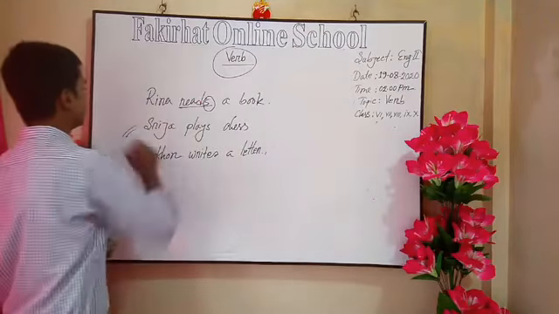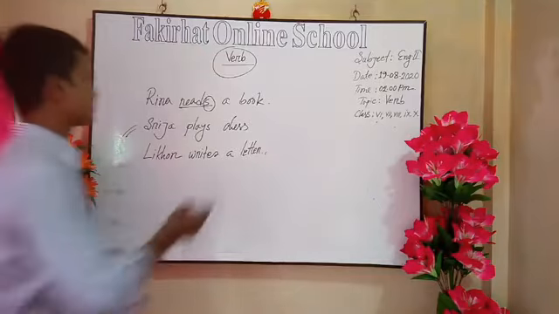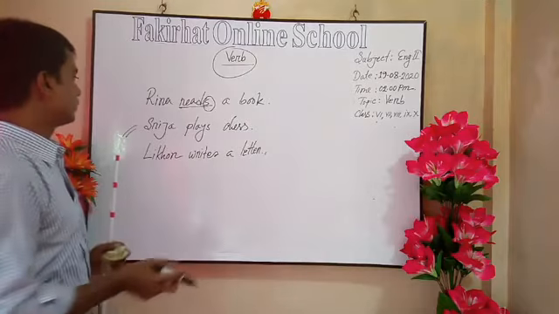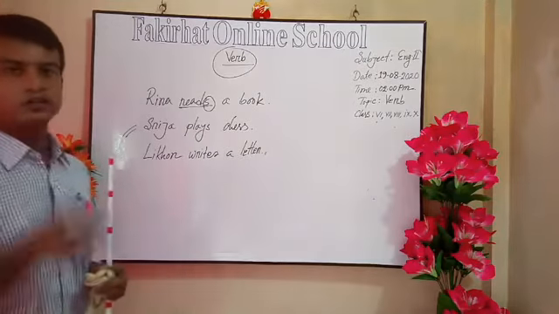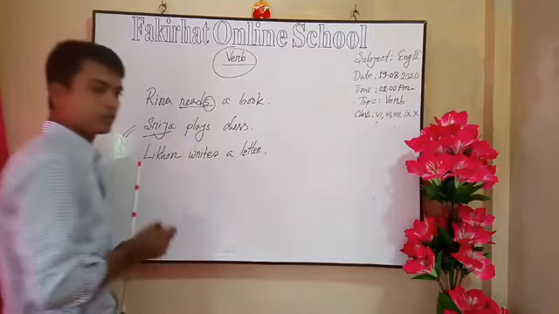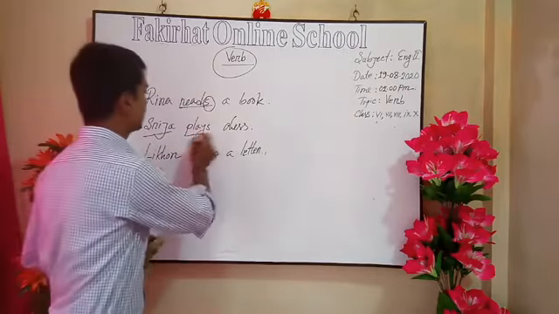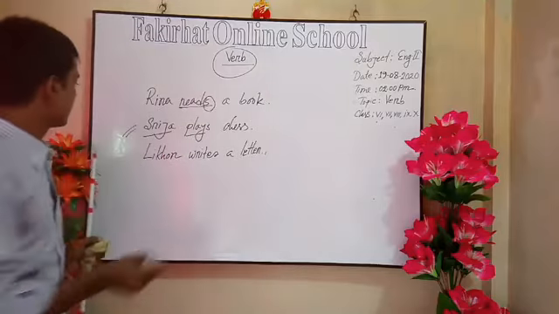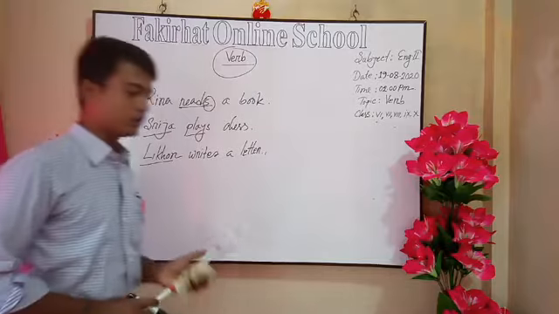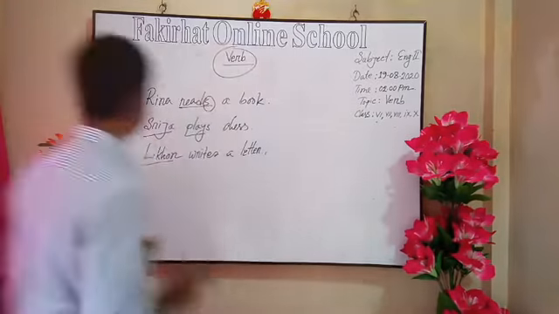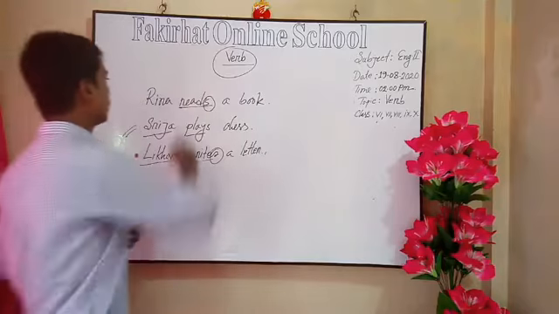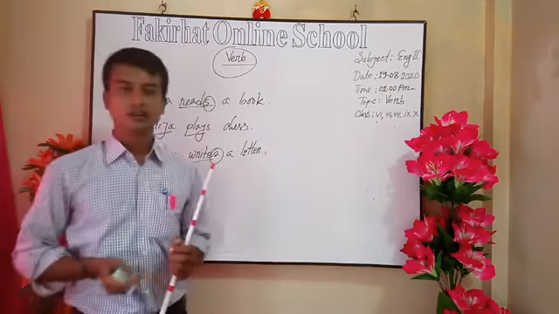The second sentence is Srija plays chess. Srija, this is also an example of simple present tense. That's why Srija third person singular number, verb plus s or es. And the third sentence, Likhon writes a letter. Here, Likhon third person singular number, verb plus s or es. So all these verbs are finite verbs.